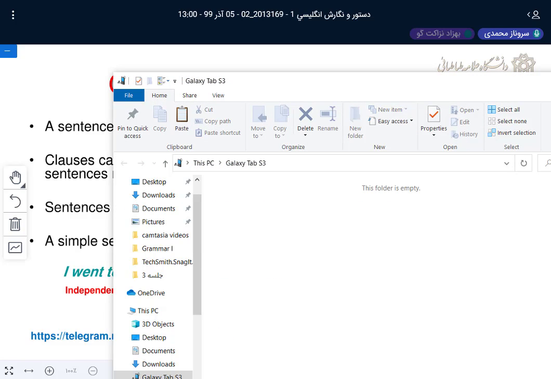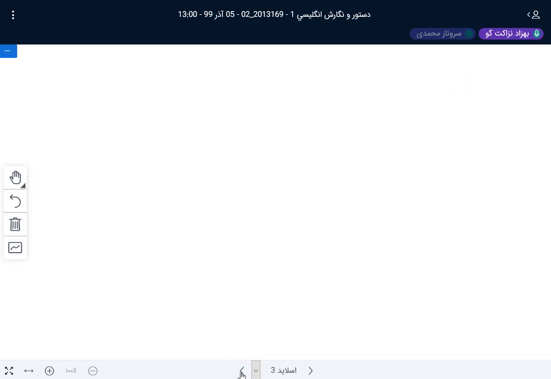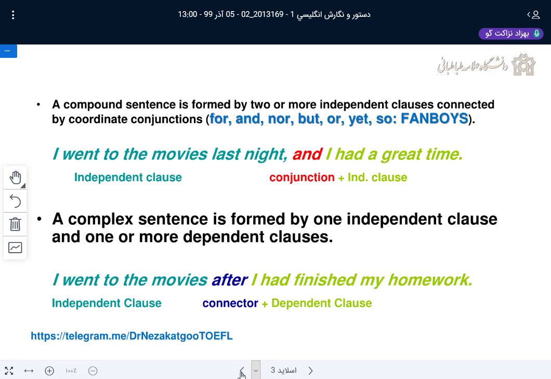Okay. It has a subject and a verb. And it has a complement. It has an independent clause, because it can stand alone as a complete thought. And as you see, we have the subject, I, and at the same time the verb. Then we have to the movies yesterday afternoon, so we have complements here. So it can stand alone as a complete thought, and that is why we consider it a sentence. It is a simple sentence.